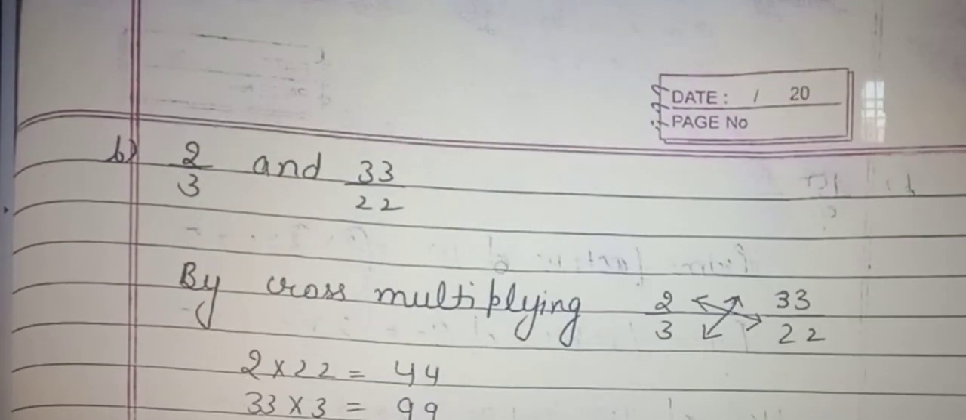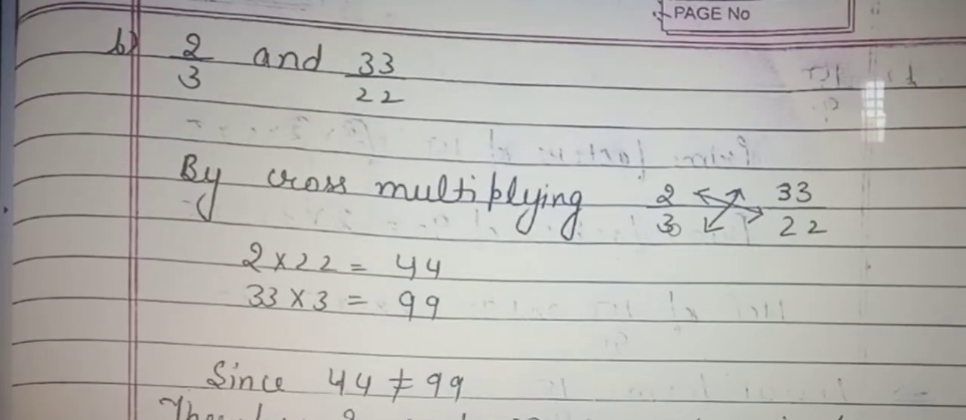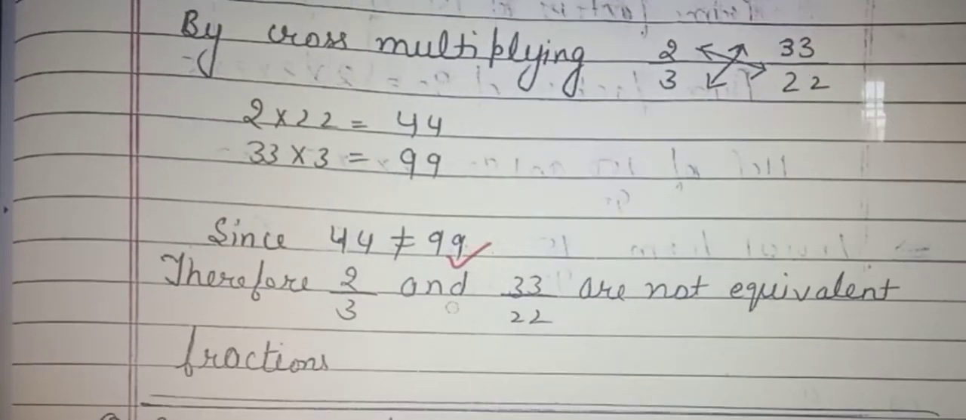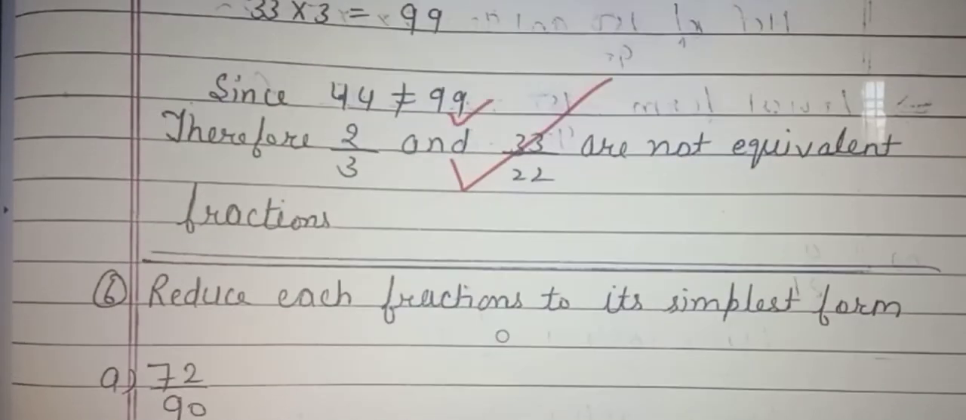In the next part, 2 upon 3 and 33 upon 22. Again we have to check whether the given fractions are equivalent or not. The same procedure will be followed: cross multiply, and then you can see that the products in both cases are not equal. Like 44 is not equal to 99. So we can say that these fractions are not equivalent.